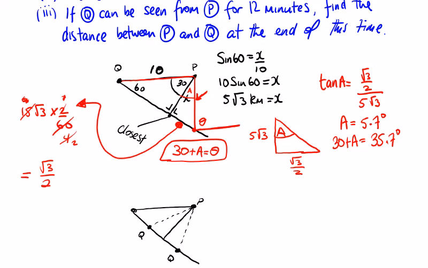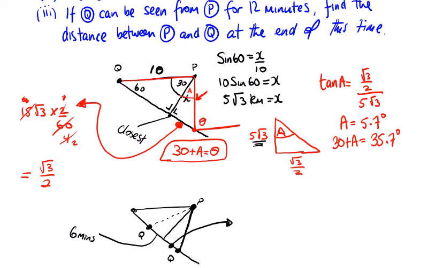So if Q could be seen from P, now here's P and here's Q at these 2 points for 12 minutes, that makes each one of these 6 minutes. Find the distance between them at the end of this time. So the distance is this line here. So we'll be able to work out this one. We have the drop down, the closest distance is the same as this one, 5 root 3. So we can get this side down here. We'll then be able to use Pythagoras to get PQ.